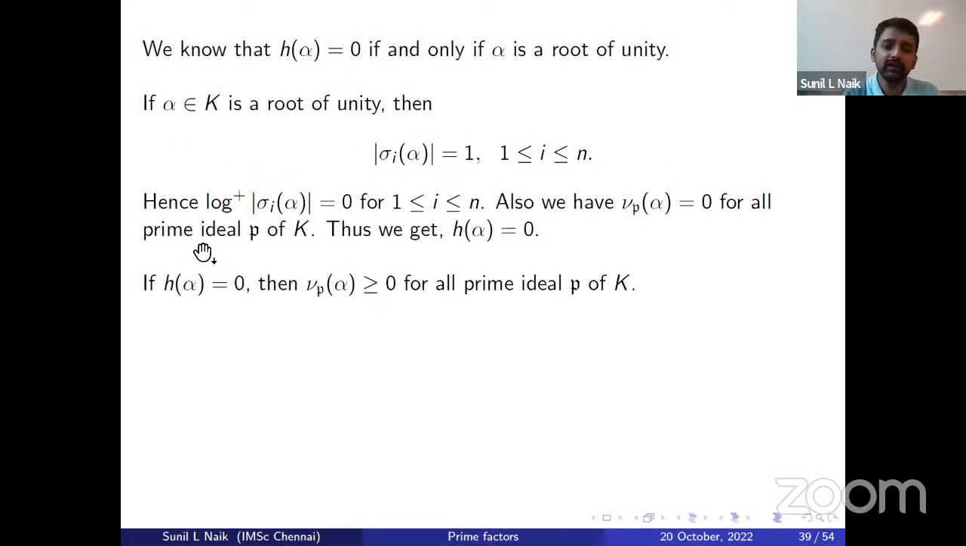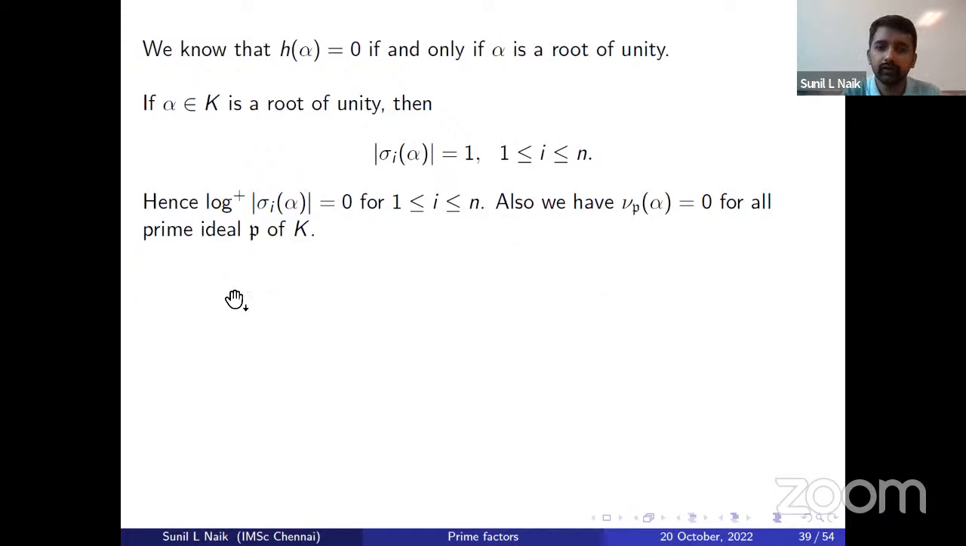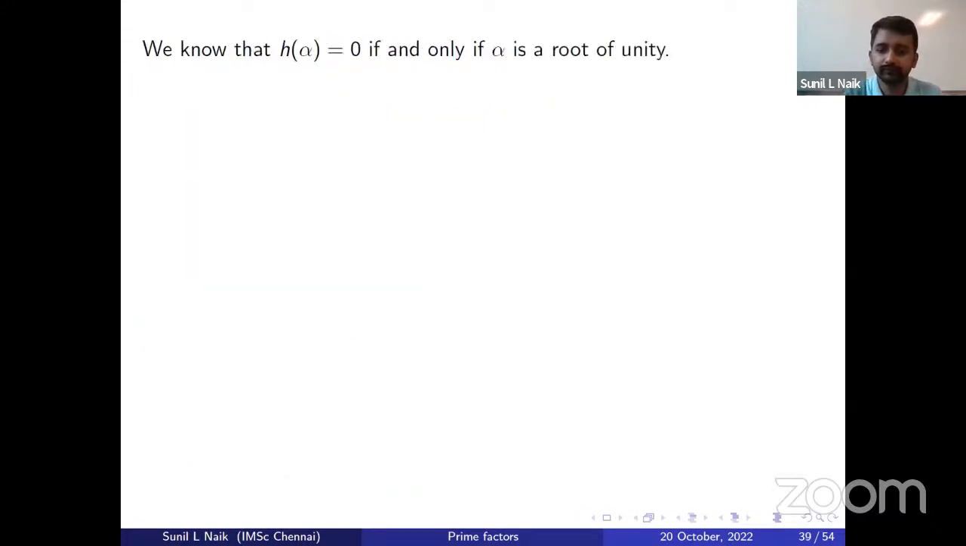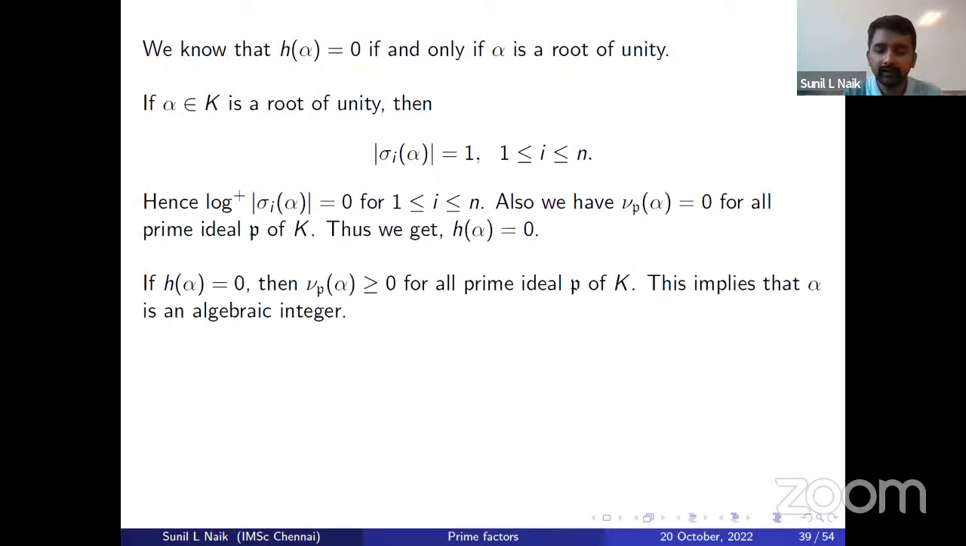In the other direction, if height of alpha is equal to 0, we get in particular that the second sum is 0. Therefore the valuation of p at alpha is greater than or equal to 0 for every prime ideal. This implies that alpha is an algebraic integer. Since the first sum is equal to 0, this implies that the log plus of the modulus of sigma i of alpha is equal to 0. This implies that the modulus of sigma i of alpha is equal to 1 for every i between 1 and n.